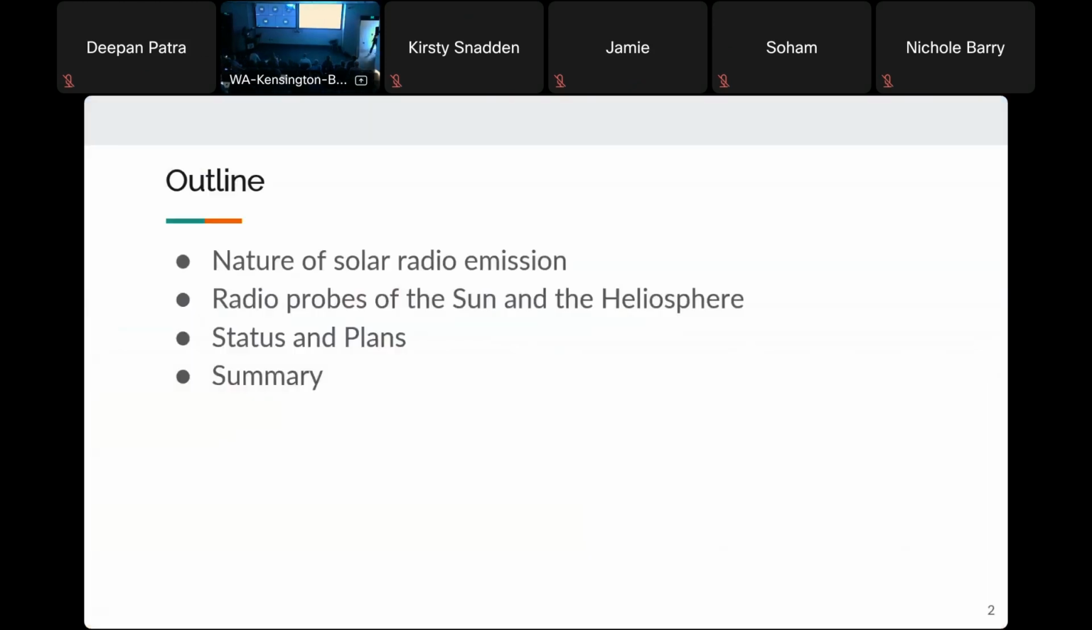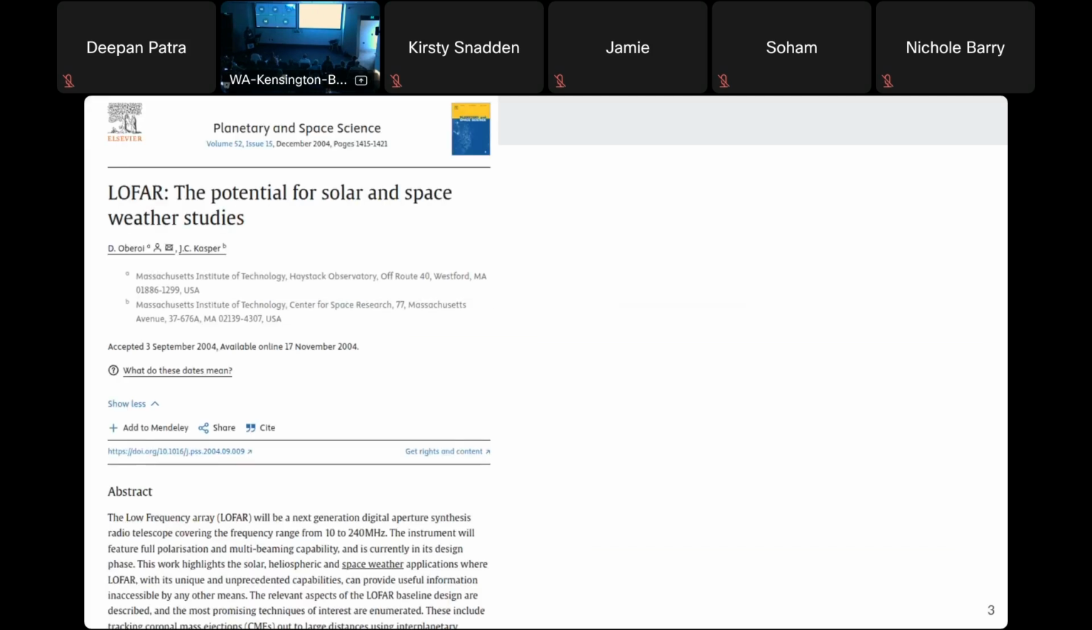Okay, yeah, this is the outline. Because there are a lot of new faces in the audience, it would perhaps be useful to talk a little bit about the nature of this solar radio emission, which makes it so challenging. And then what can you learn about solar physics from the various radio probes, both the sun and the heliosphere a little bit. Then I'll give you a brief overview. I'll leave the details to the talks which will follow, and then I'll summarize.